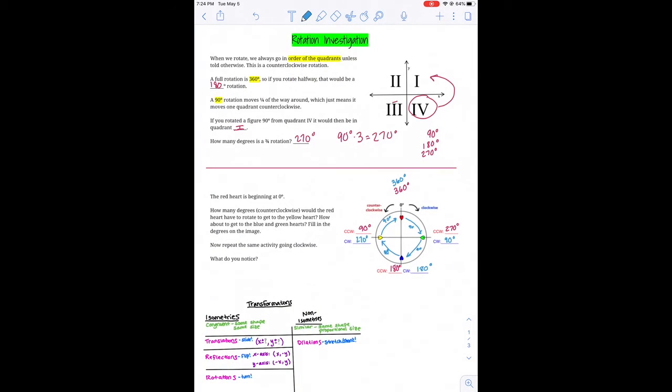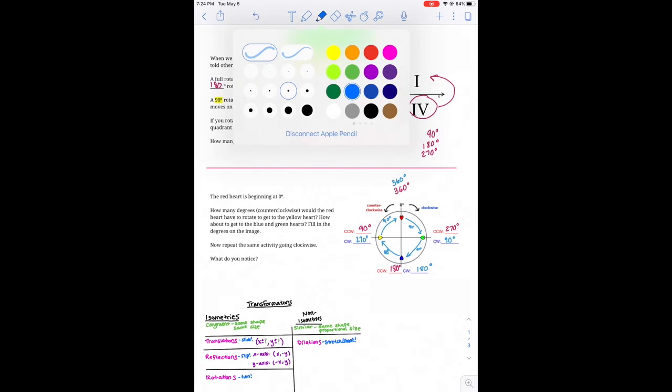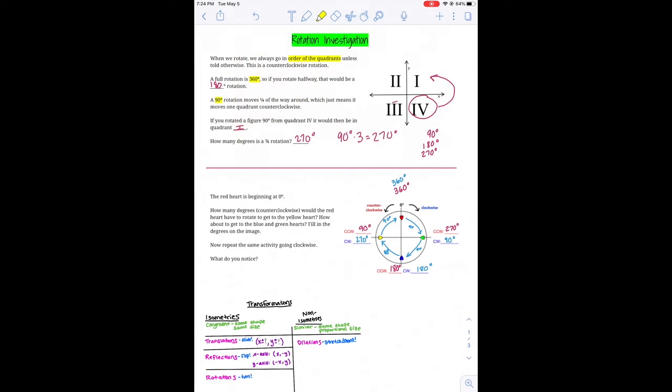What do you notice? So you might have put down a bunch of different things, but what I notice, and these are really the most important things that they're going to be talking about, is that 0 is the same thing as 360, no matter which direction you're going. And 180 degrees in either direction is the same as well. What's different is 90 degrees and 270 degrees.